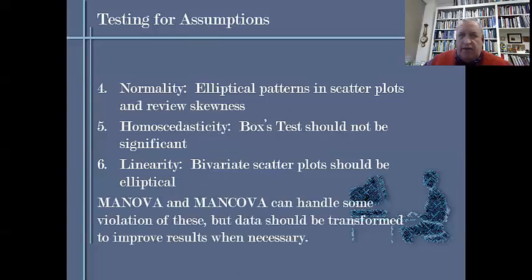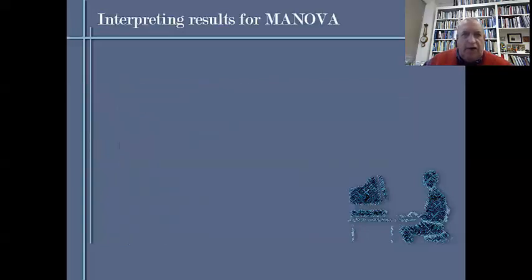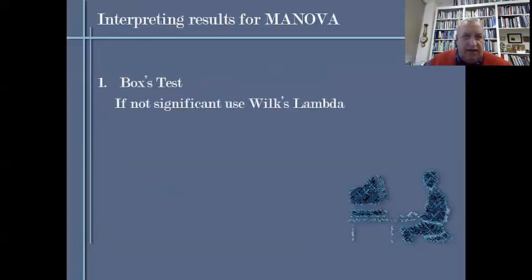Now, the Manova and the Mancova can handle some violation of these, but if we can, we transform the data, and that will improve our results. Now, interpreting the results, we're going to look at the Box's test. If not significant, then we're going to use the Wilks lambda. If it's significant at the 0.001 level, we'll use Pillai's trace as the results of our Manova.